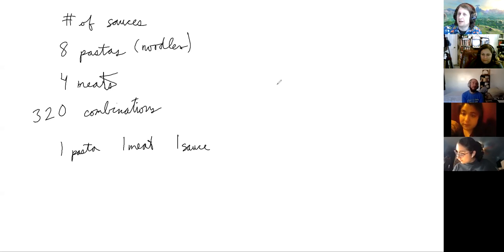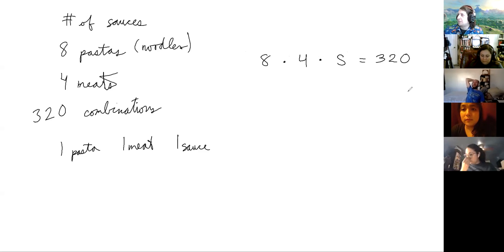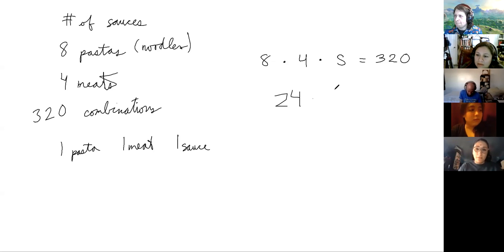So we know 8 pastas times 4 meats times, let's call it S, sauces, equals 320. So how would we find the number of sauces? So times 8 times 4. So then we would have 8 times 4 being 24 times S. Isn't it 24? It's 32. Oh.